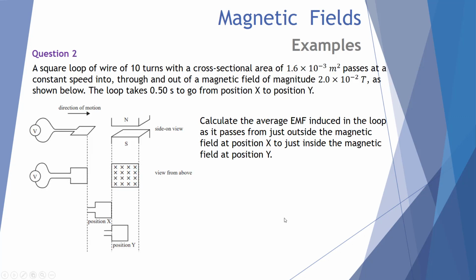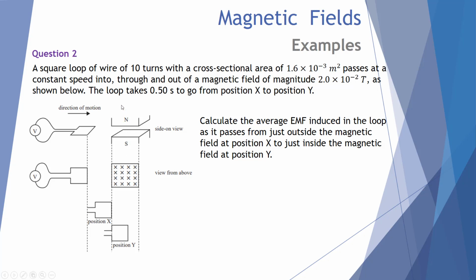Question 2. A square loop of wire of 10 turns with a cross-sectional area of 1.6 by 10 to the negative 3 meters squared passes at a constant speed into, through, and out of a magnetic field of magnitude 2 by 10 to the negative 2 Tesla, as shown below. So you can see as it moves in between the magnetic fields, this is a side-on view. From above, we see our coil is going up to and then into our magnetic field from position X into position Y. Magnetic field lines go from north to south, so from above that represents the crosses going into the page.